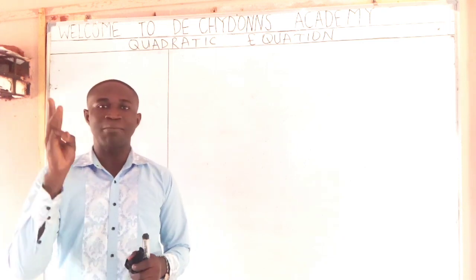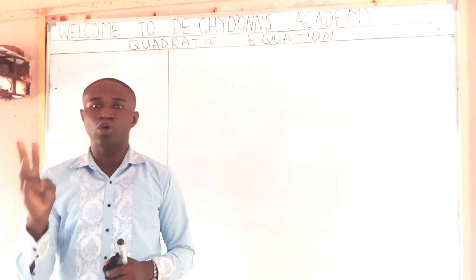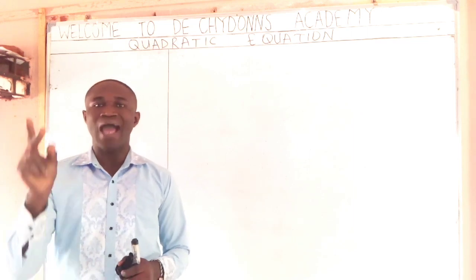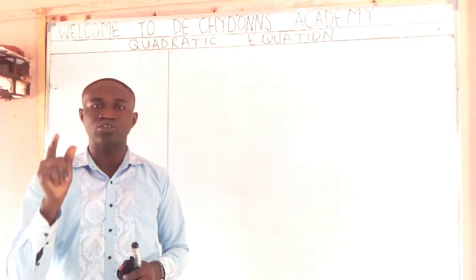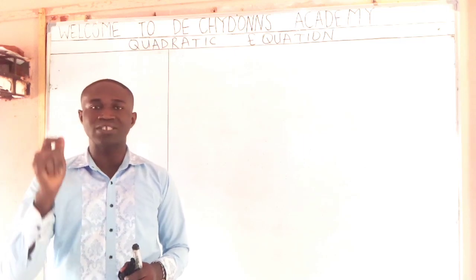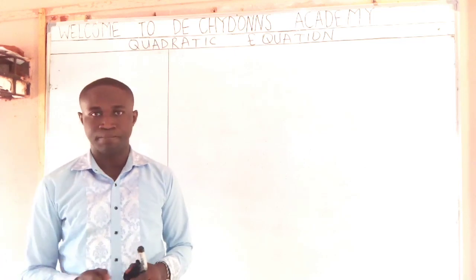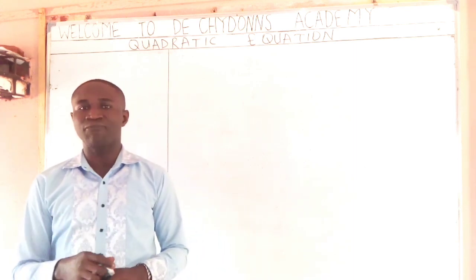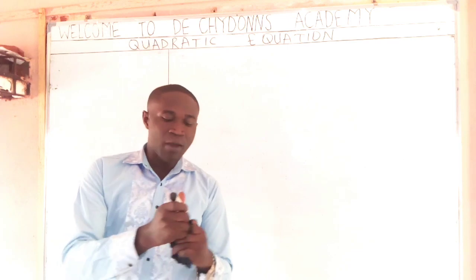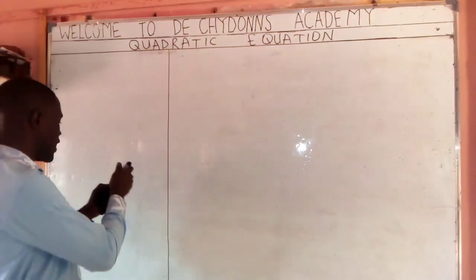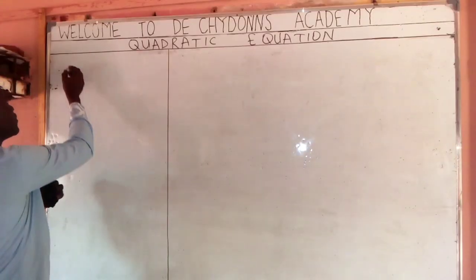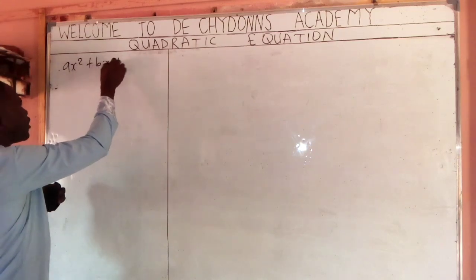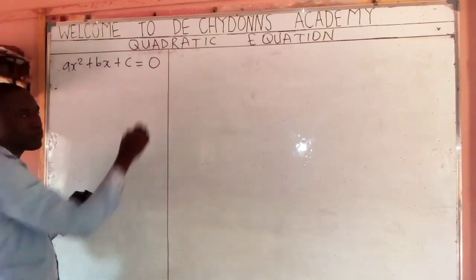One, it is a mathematical statement. Two, it has letters of the English language. Three, the highest power of the letter is 2. And four, it must have an equality sign. This quadratic equation has a general formula. The general form of a quadratic equation is written this way: ax squared plus bx plus c equals 0.